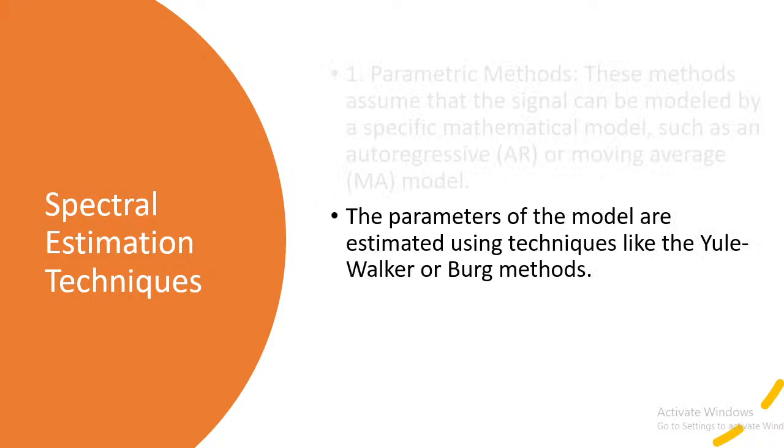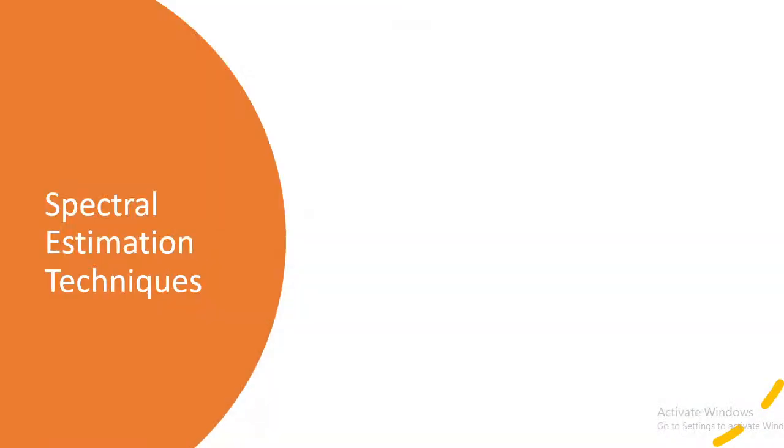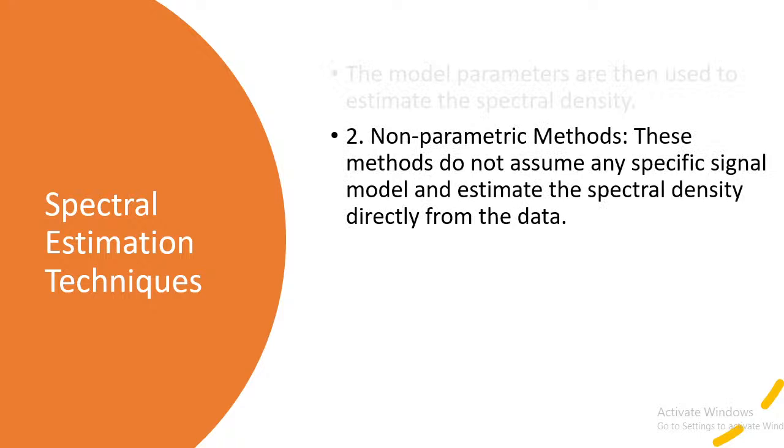The parameters of the model are estimated using techniques like Yule-Walker or Burg methods. Unless you know this, you can avoid this. Don't worry about these methods. Next. The model parameters are then used to estimate the spectral density.